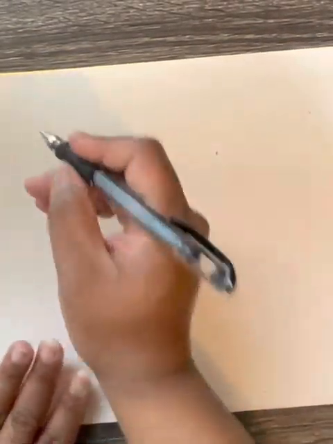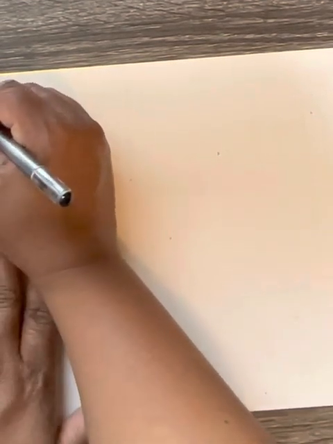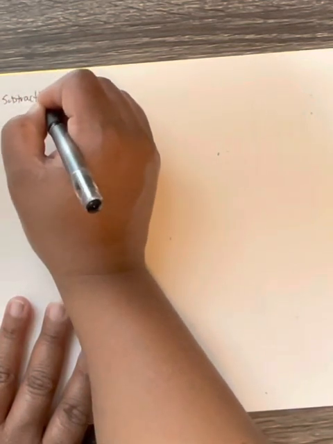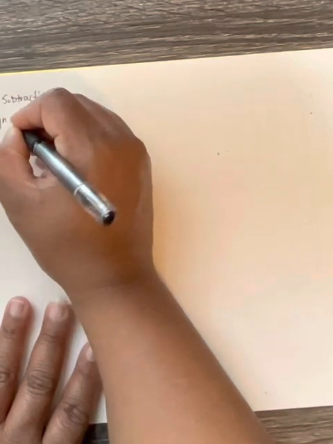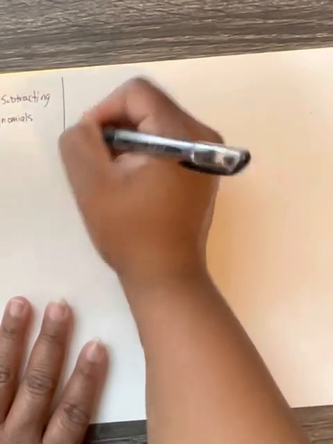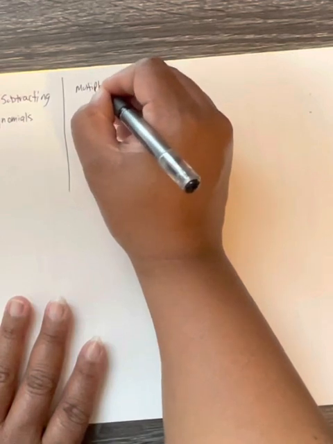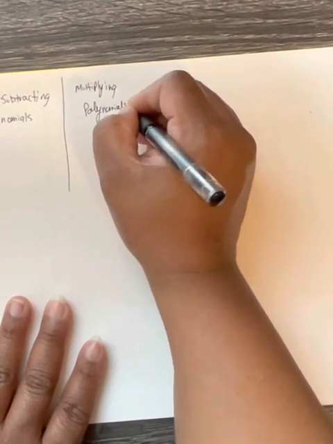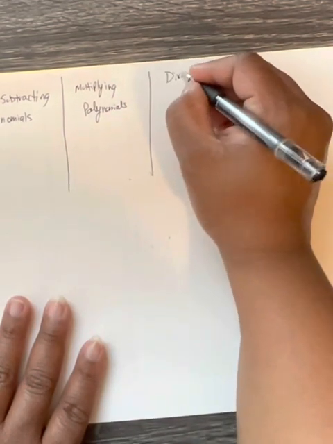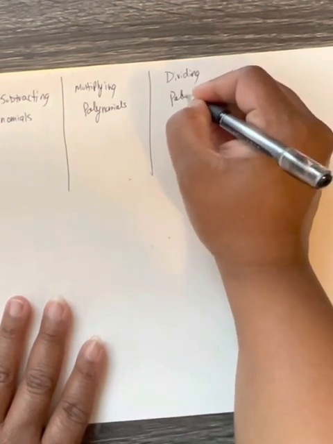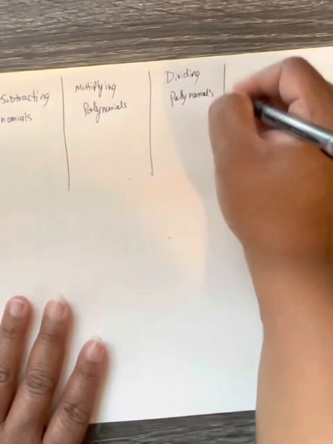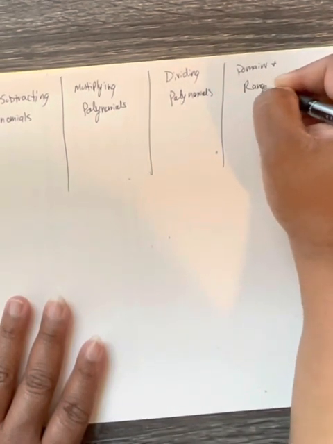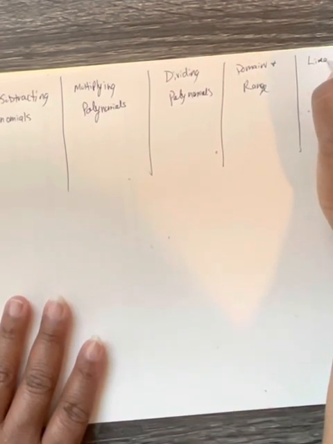So we said that there would be adding and subtracting polynomials. There would be multiplying polynomials. There would be dividing polynomials. There'll be domain and range. And then there would be linear functions.